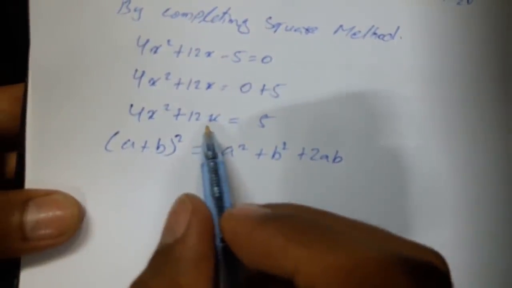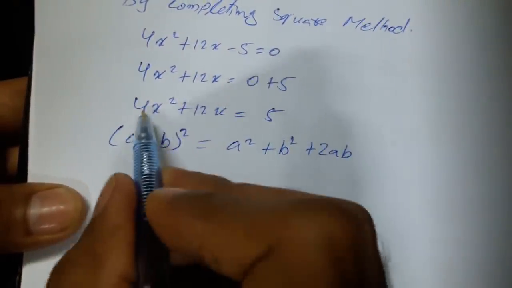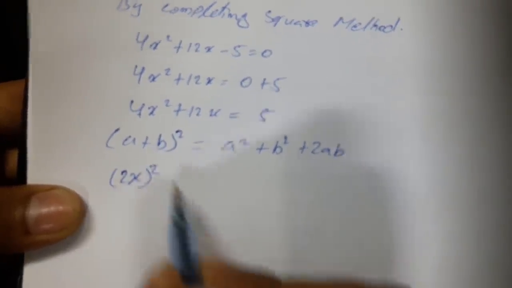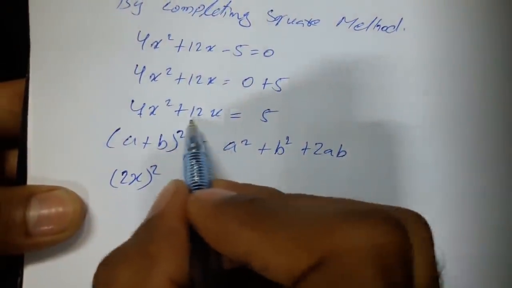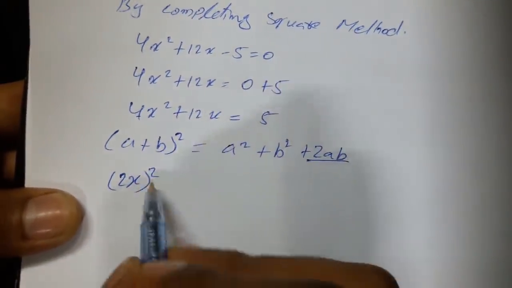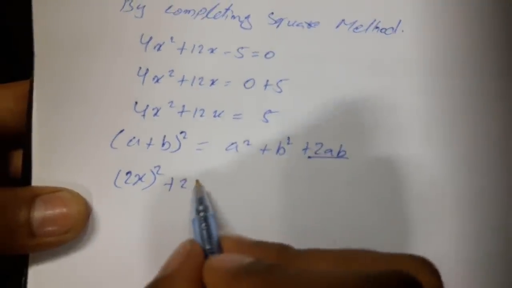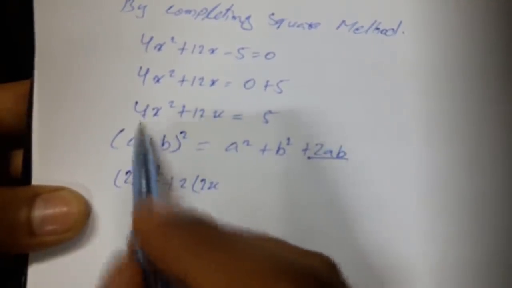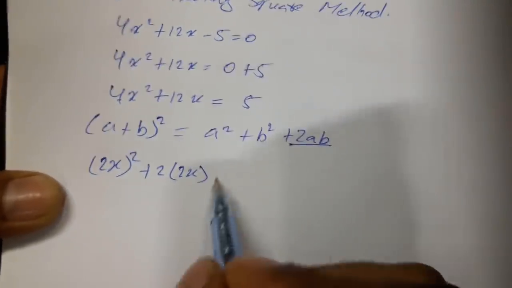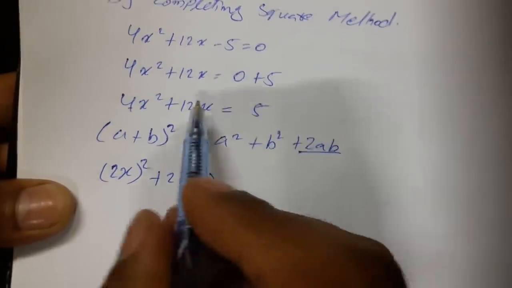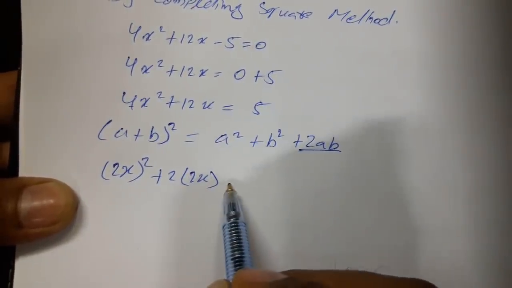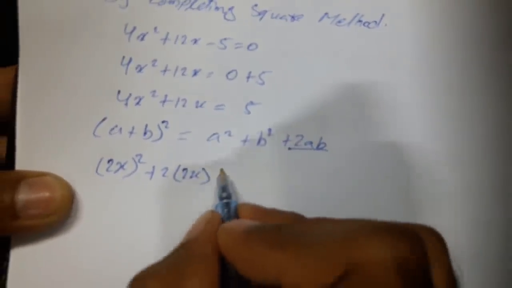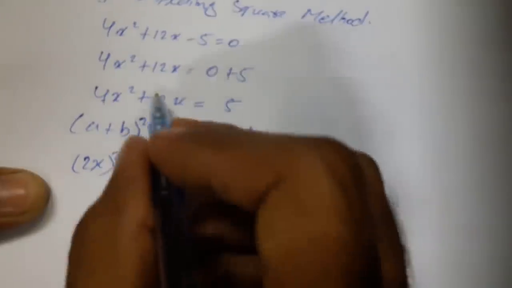Now we will manage this as the formula. So 2 has the square 2, and this will become 2x square. Now this is the middle value, this one. So plus 2 of the formula, and I put 2x as a. So what number do I need here to get 12x? 2 2s are 4. It means I need 3 here to get 12x. So I will put 3 here.